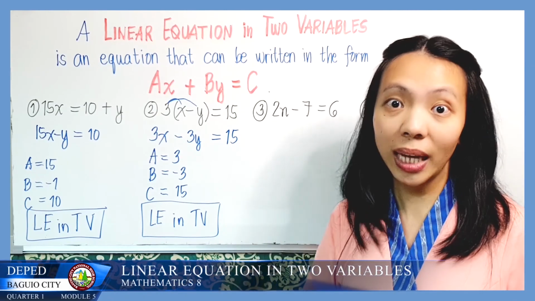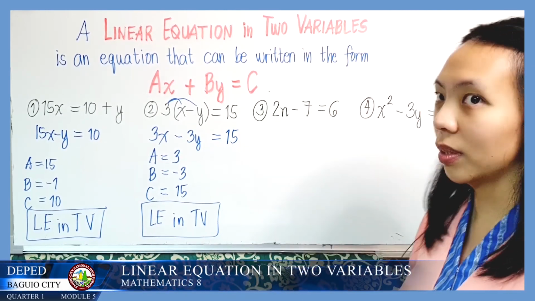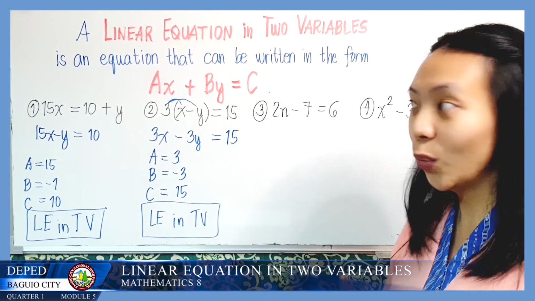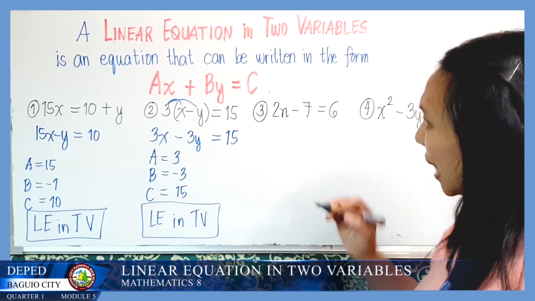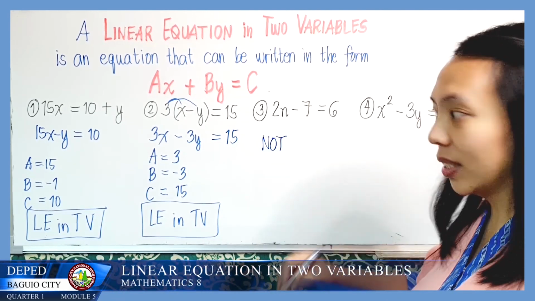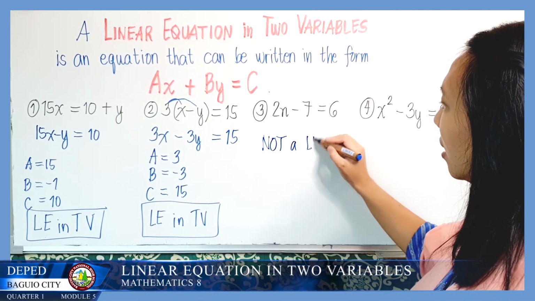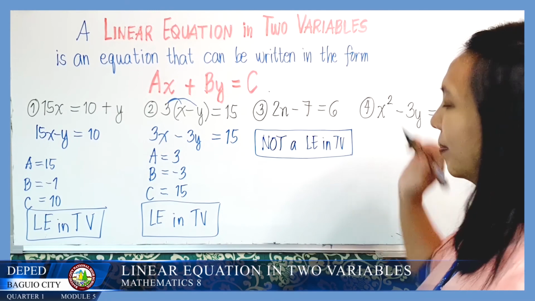What about the example in number 3? First, do we have two variables? We only have the variable n. Therefore, immediately we can tell that this is not a linear equation in two variables.